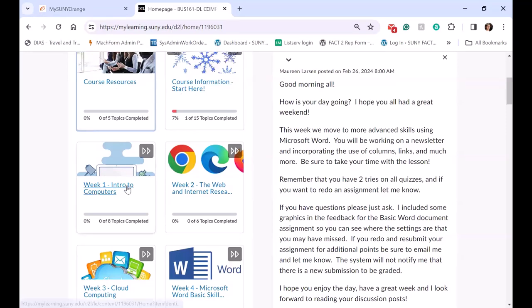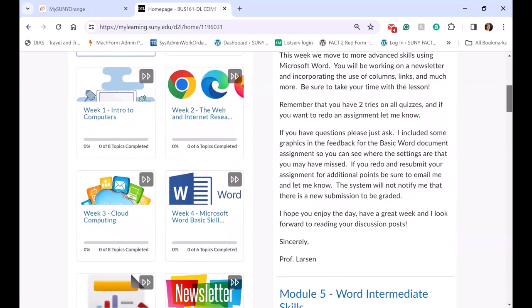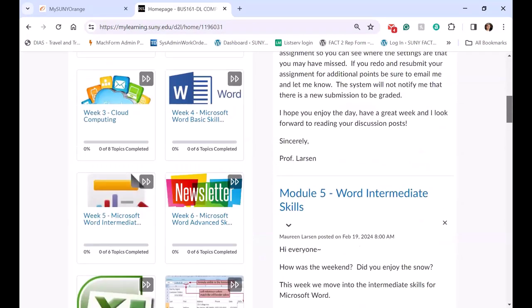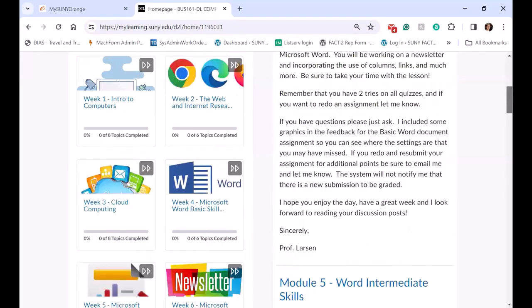So, Start Here, and then each week, I put all the content that the students would need to do each week in the module. So once they finish the module, they're done with the work for the week.